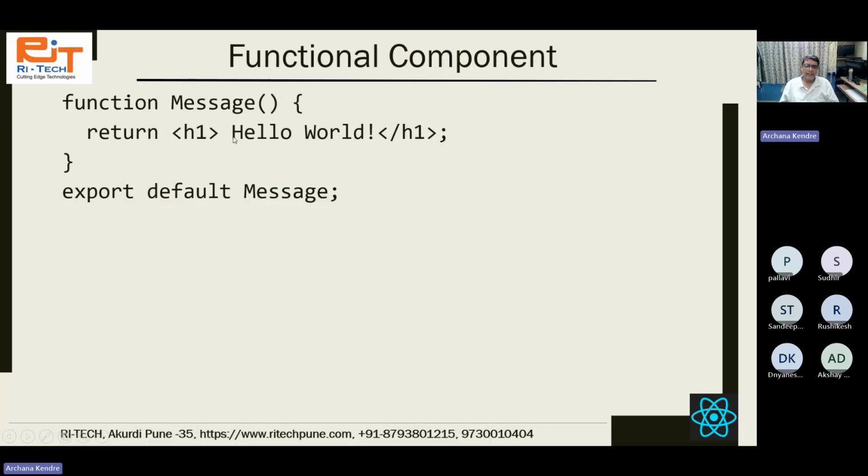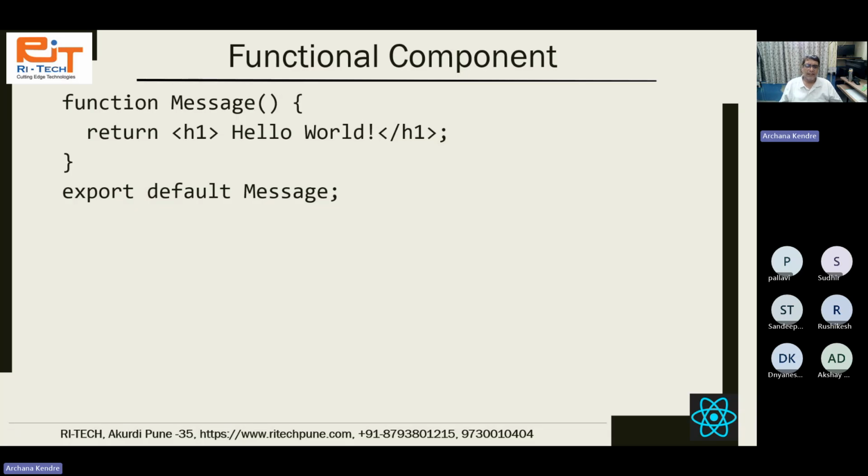This H1 tag is not the HTML. This is the JSX syntax. The HTML tag inside the JavaScript. So function component is nothing but the JavaScript function. It is created using named function or arrow function or function as the expression, and it should return some JSX. And you need to export this component using export default, or you can use the named export, whatever you feel comfortable. The named export will help you to export multiple things from one file. And if you use the export default, you can export only one thing at a time.